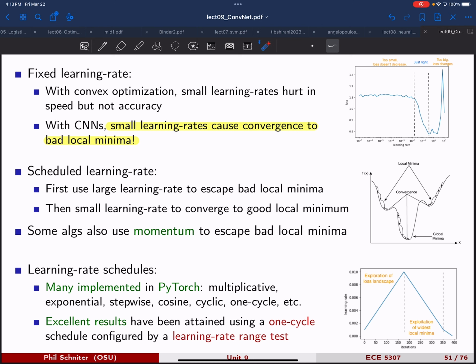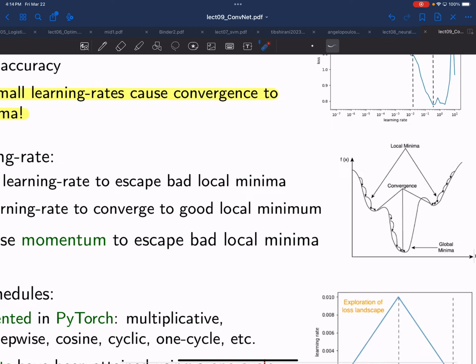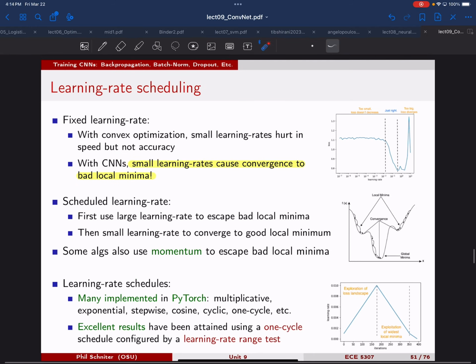Another approach is to use something called momentum. I think you saw momentum back in the lab for Unit 6. In momentum, you are converging, but you have some momentum, and so it just keeps going in the direction it was traveling. So that's another way to possibly jump out of this local minima. And in practice, the sophisticated algorithms have all these different tricks mixed together.